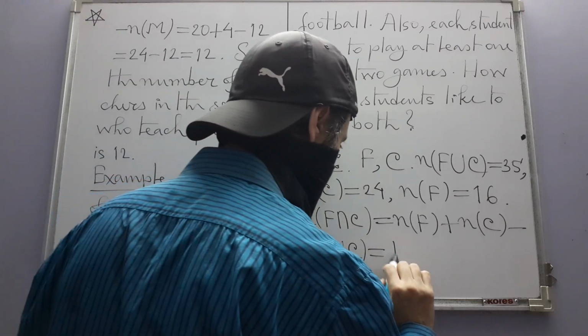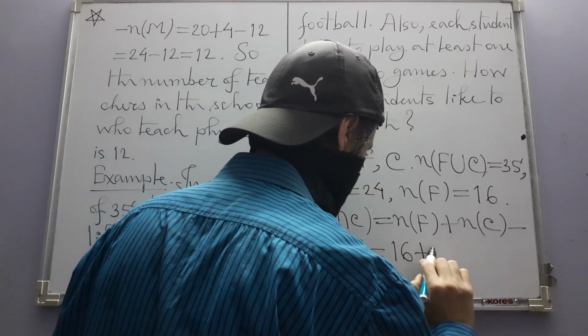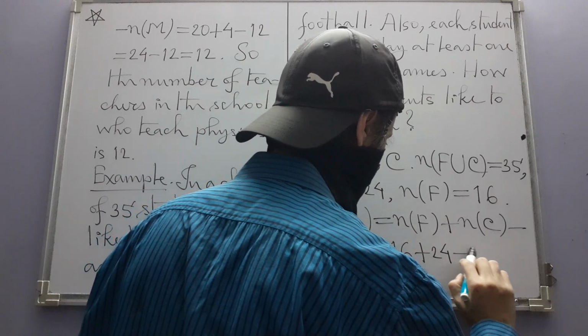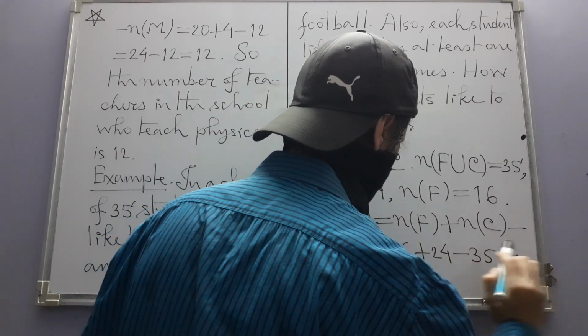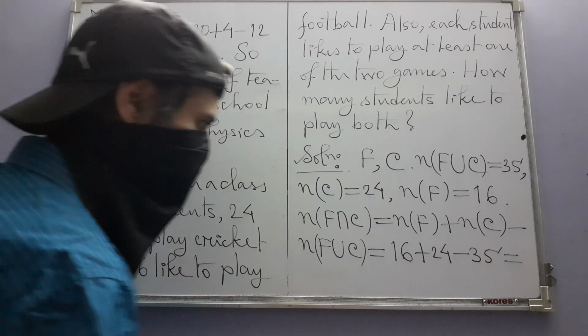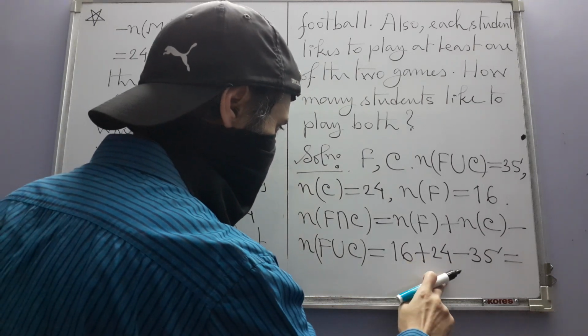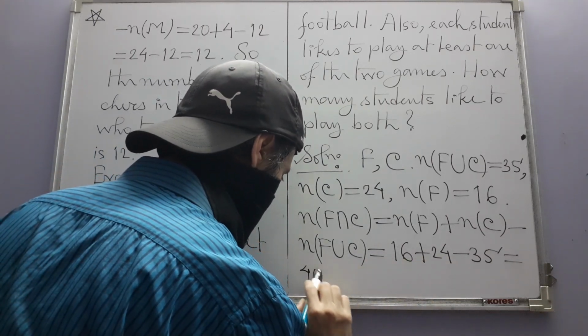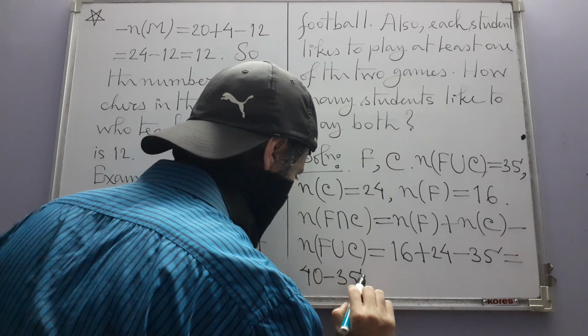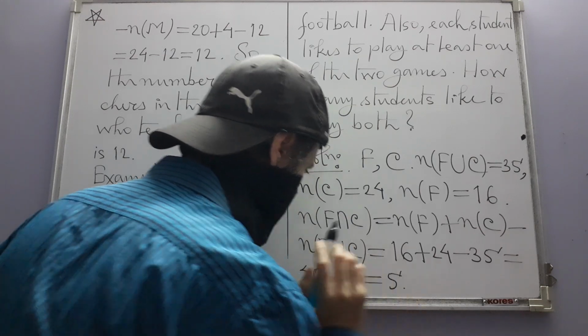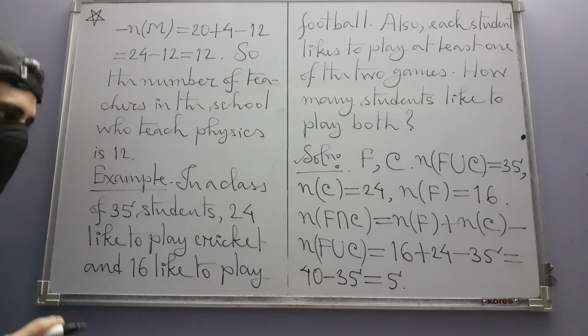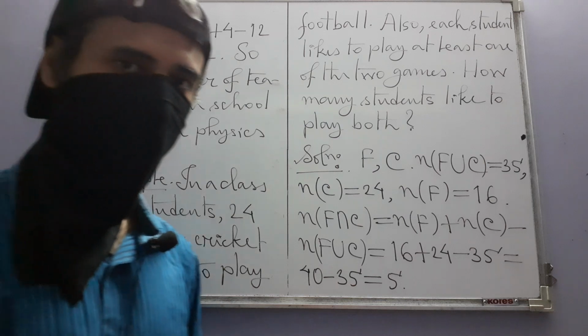That means 16 plus 24 minus 35. That is 40 minus 35 equal to 5. So only 5 students like to play both football and cricket.